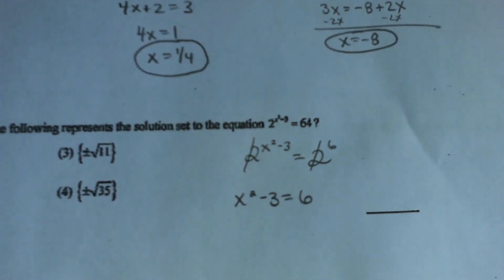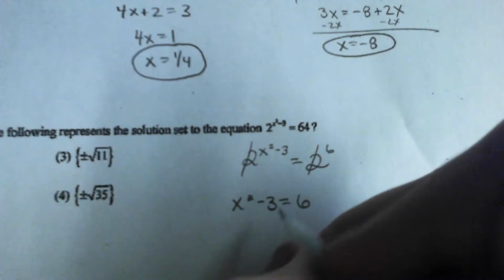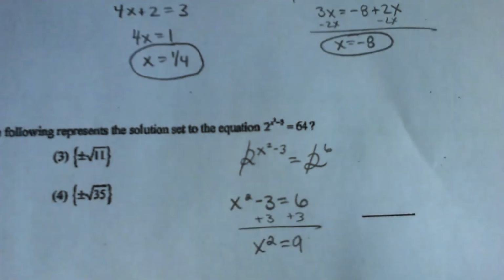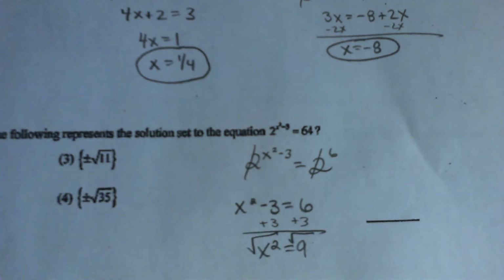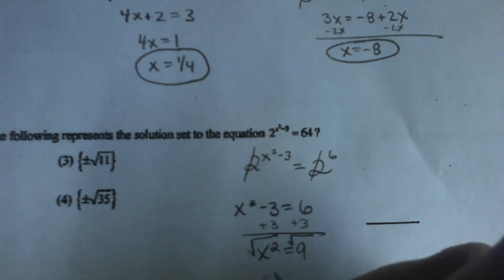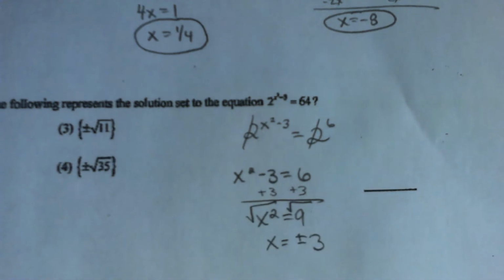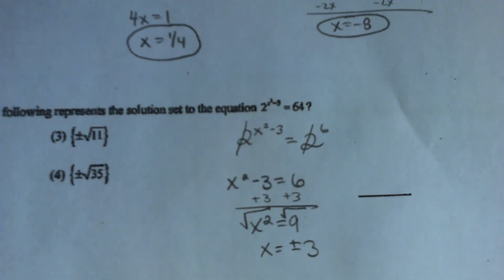This is the first time where when we've canceled our bases, we have a quadratic. The good news is we don't have to do the quadratic formula. We don't have to do factoring because there's no plain old x term. We can just get x squared all by itself by adding 3 to both sides. We get x squared equals 9, and we solve by square root. So x equals, anytime you take the square root of both sides, remember your plus or minus. Good?